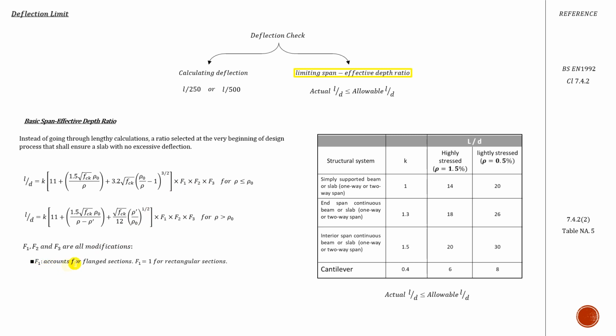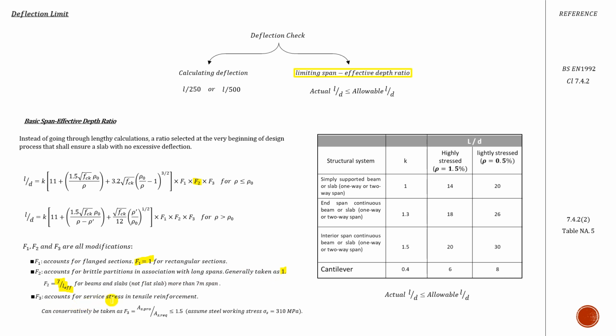Starting with F1, it accounts for flanged sections. For our example we don't have any flanged sections, just a rectangular section, so you take F1 as 1. F2 accounts for brittle partitions in association with long spans. If your span is 7 meters or more, then you have to consider this modification, by dividing 7 by your effective span. Suppose your beam is 8 meters in span, then just take 7 divided by 8 as the modification. My beam is just 2.5, so I don't have to consider this modification, I just take it as 1.